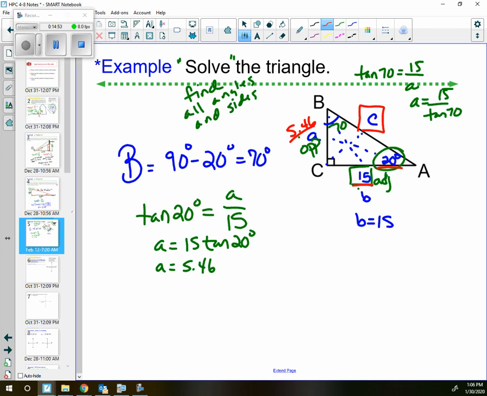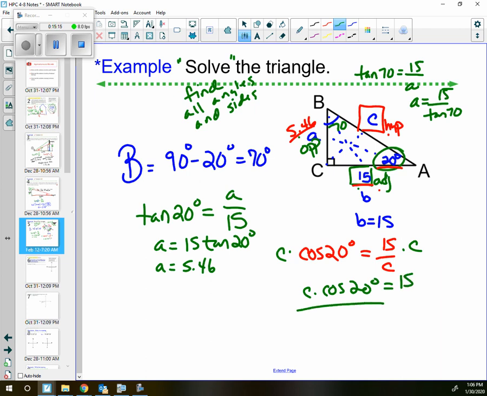So we have adjacent, and the C is the hypotenuse. Which trig ratio uses adjacent and hypotenuse? Well, that'd be cosine. So we've got cosine of 20 would be equal to 15 over C, and then I'm going to solve. So again, remember, I'm going to multiply by the C, get that out of the denominator, and then we're going to divide. So divide by cosine of 20. Again, if you would rather use the 70-degree angle, totally fine. You'd just be using the sine function then.